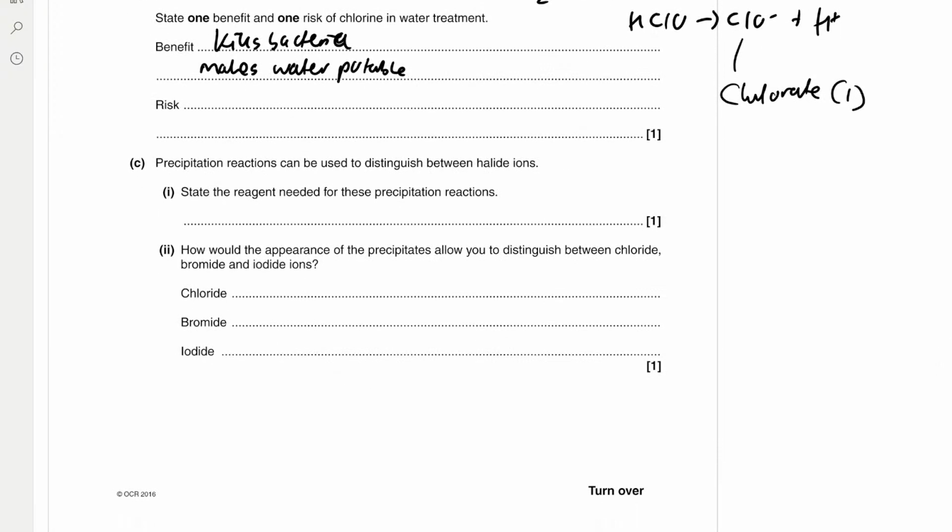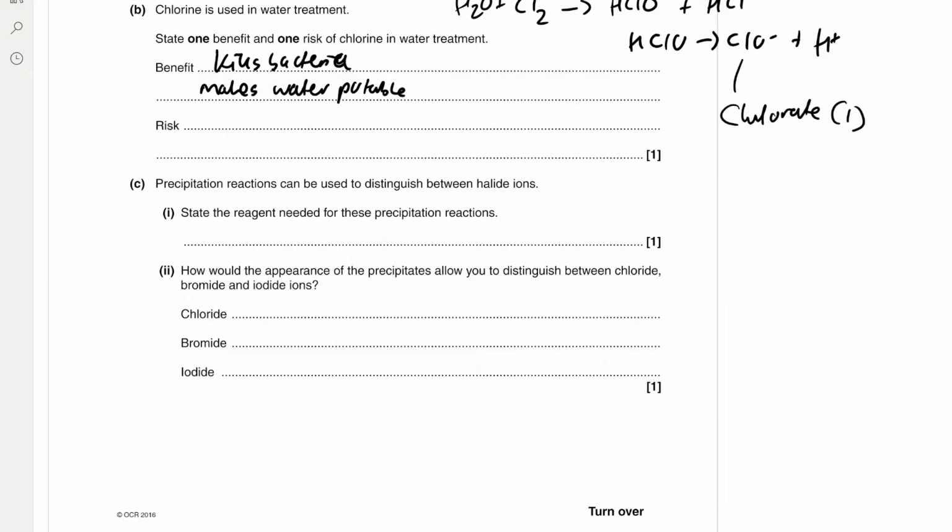And then a risk of chlorine in water is that you could say that chlorine is toxic, or that it may form chlorinated hydrocarbons. So the chlorine might react with hydrocarbons formed from decaying vegetation. And chlorinated hydrocarbons are carcinogens, so they can cause cancer.